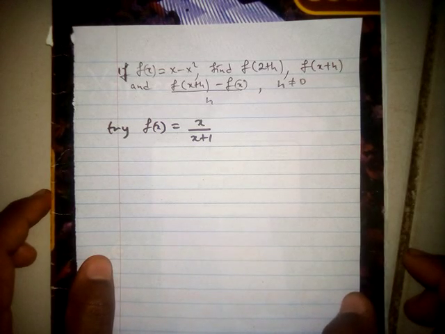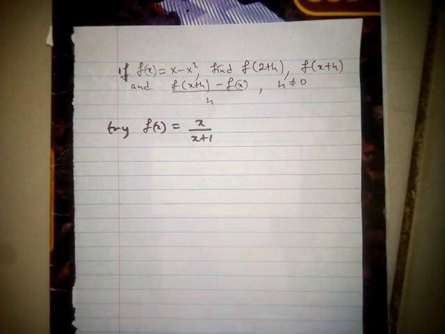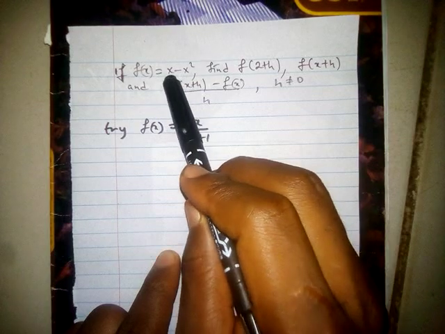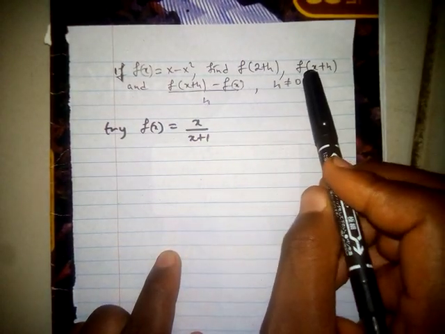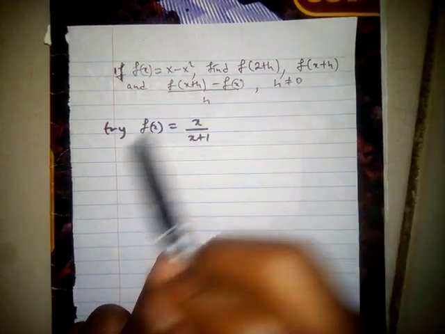Okay, we want to try this lovely exercise. Now the first question here says, if f of x is equal to x minus x squared, find this. Also find this and find this one too, where h is not equal to 0.